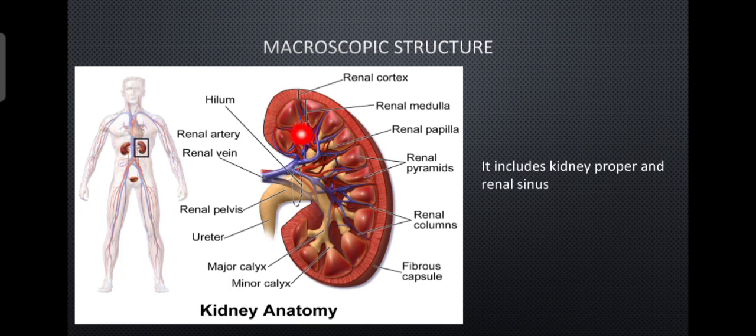Also we have the renal pyramids having nipple-like projections into the minor calyces, which are called renal papilla. This renal papilla allows the urine produced from the renal pyramids to enter into the minor calyx. The minor calyxes are joined together to form major calyx, and the major calyxes are joined together to form the ureter. This is the macroscopic structure of the kidney.